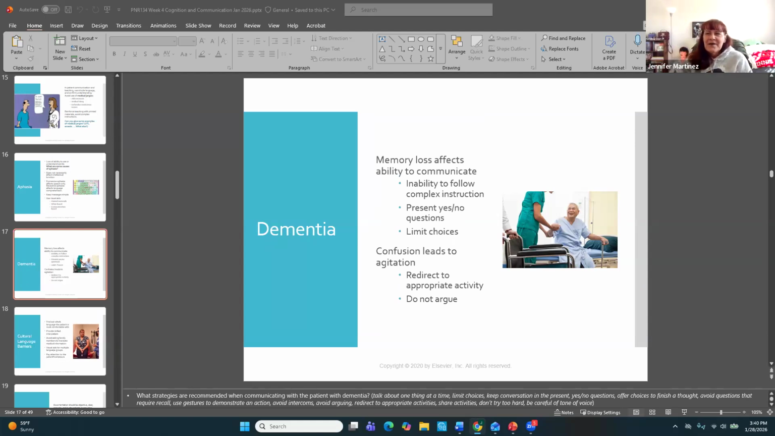Dementia. So dementia can cause both cognitive as well as language deficits. All right. And the person with dementia, they don't have any control over this. This is part of that disease process. So that memory loss affects their ability to communicate. They can't follow complex instructions. So we're better off asking yes or no questions, limiting their choices.